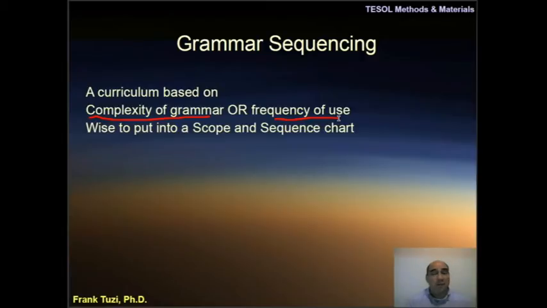Okay, it's also very wise to put your grammar elements into your scope and sequence. Now let me be clear: when you're teaching grammar, you're not going to be able to teach every component. Simply too many there, and there are some that researchers actually have difficulty describing. But there are many things that you can teach. It's what I would call pointillism. I call it Tuzi pointillism. I can teach this and this and this and this, and the student eventually is going to have to fill in those gaps that I can't cover within a class.